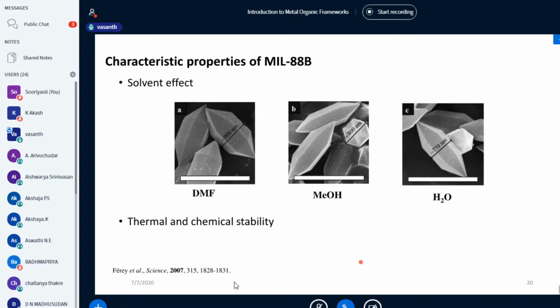If the water is substituted by methanol, it can swell up to 800 nanometers. If I put it in another solvent called dimethylformamide, it can swell up to 900 nanometers. So this is one property of metal organic frameworks which can be exploited. This compound is thermally stable as well as chemically stable.